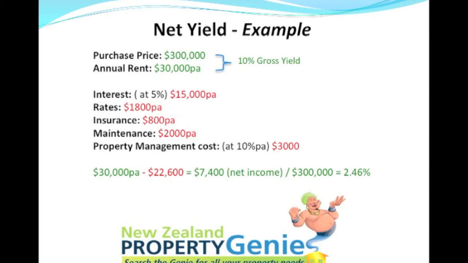So this is how to calculate net yield. You take the gross annual rent, subtract all the expenses, and divide the sum that you get by the property purchase price, and that will give you the net yield.